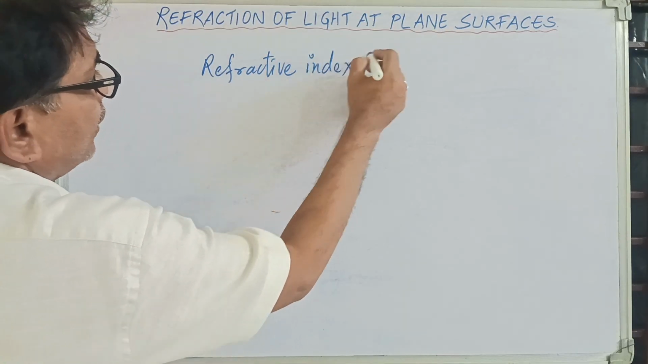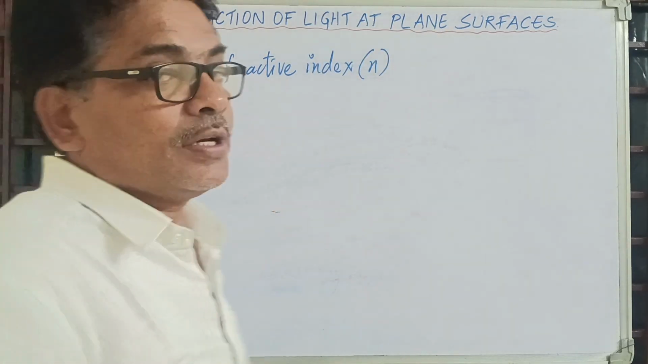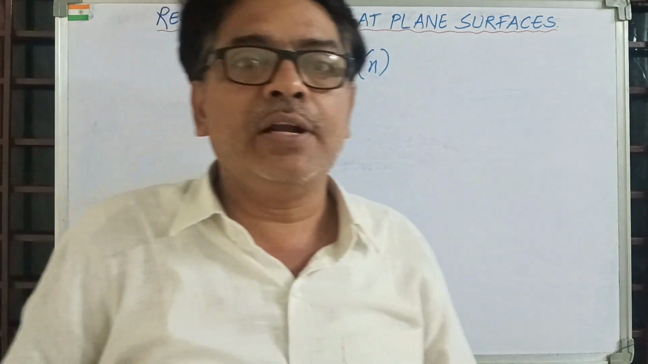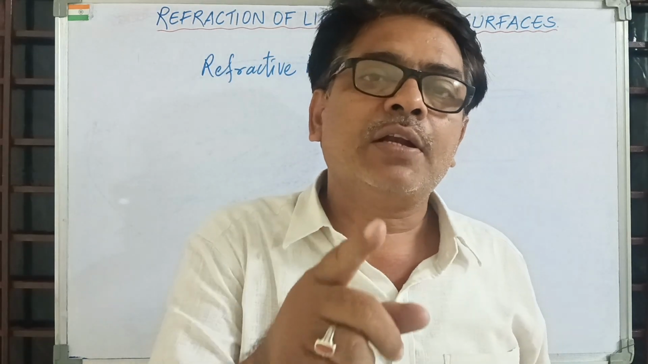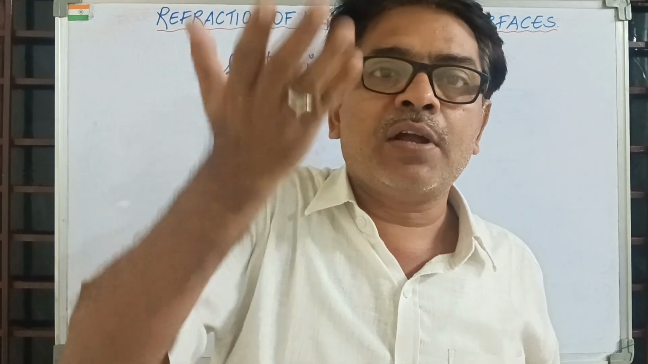Each material has its own refractive index. Air's refractive index is 1.0003 and the refractive index of water is 1.33. The refractive index of kerosene is 1.44 and the refractive index of glass is 1.5. So the more the refractive index, the lesser is the velocity of light. The lesser the refractive index, the more is the velocity of light in that particular medium.